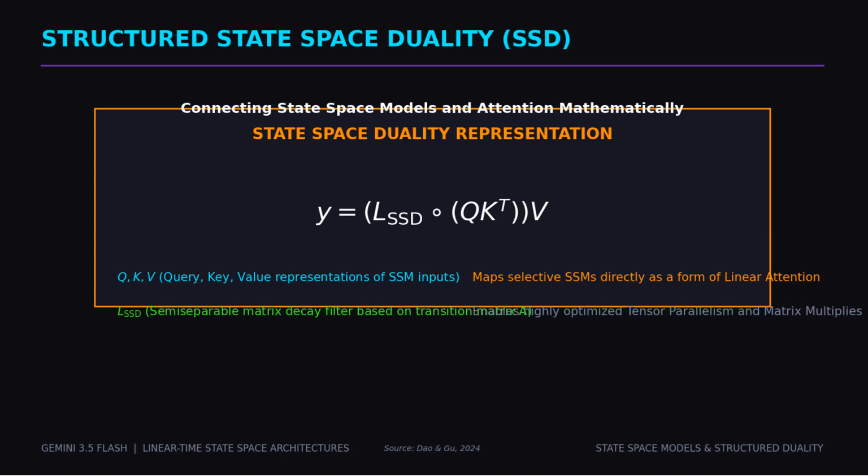Building on Mamba, Mamba-2 introduces structured state-space duality, or SSD, which establishes a formal mathematical connection between selective SSMs and attention mechanisms. SSD shows that selective SSMs can be cast as semi-separable matrices, which compute a form of linear attention where the key value states are decayed over time by the transition matrix.